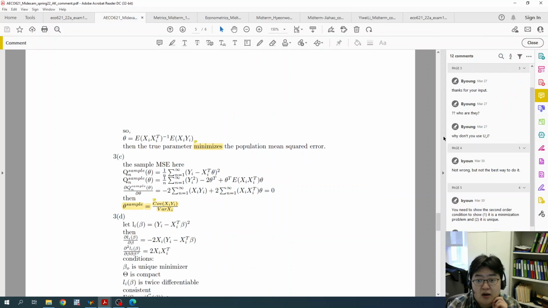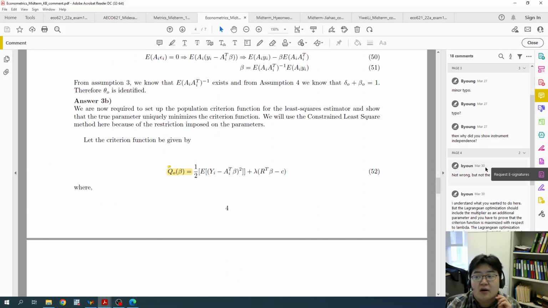Karan did it using the Lagrangian method. It's not wrong, but the problem is I did not intend this way. The Lagrangian method, you learned it in microeconomics. That is right, but what you learned is just how to use it, a very superficial result of the Lagrangian method. It's totally different to prove how Lagrangian minimization works.